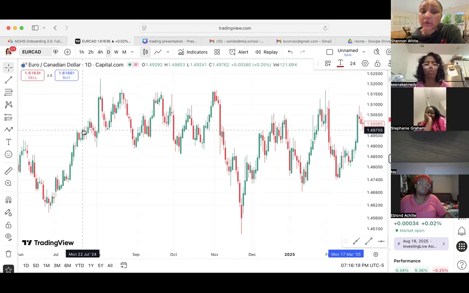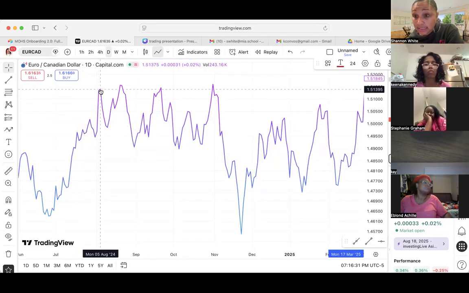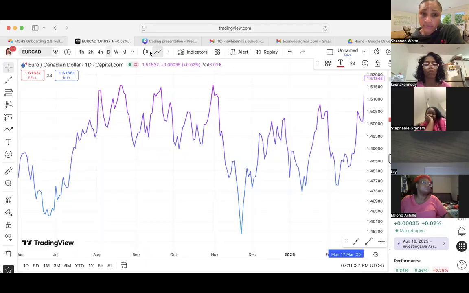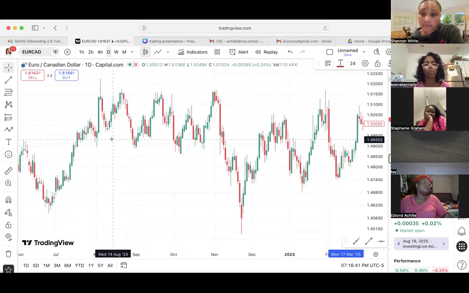The candle, that next green red is higher. This next green red is higher. This next green red is higher. Do you see what I'm doing? If I see it going higher, the chart is giving me a hint that we're going up, at least for right now. Does this make sense?